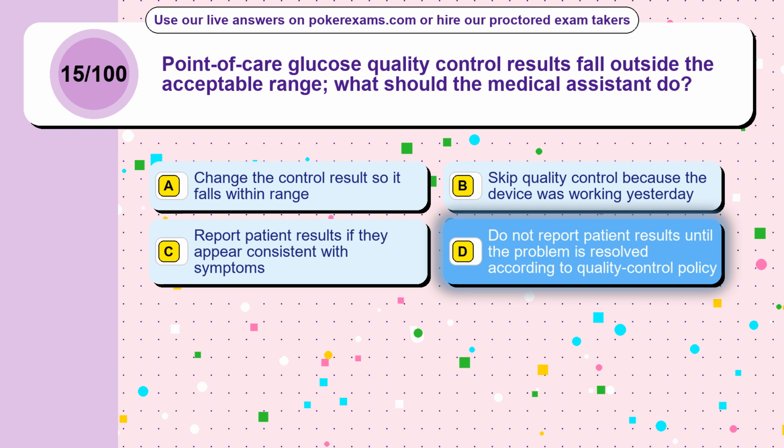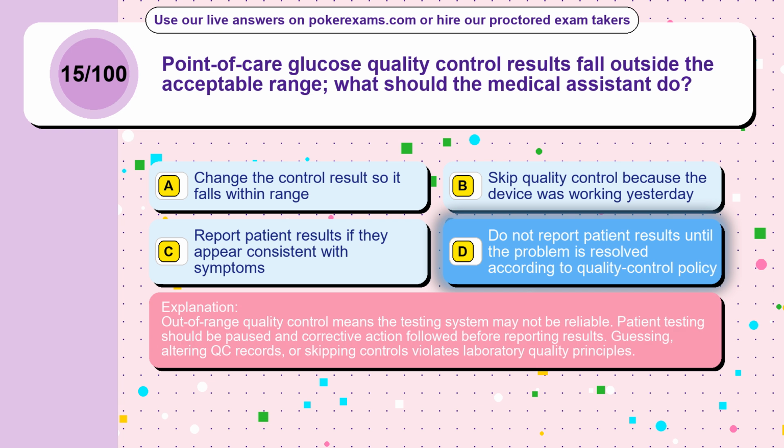The correct answer is option D. Do not report patient results until the problem is resolved according to quality control policy. Out-of-range quality control means the testing system may not be reliable. Patient testing should be paused and corrective action followed before reporting results. Guessing, altering QC records, or skipping controls violates laboratory quality principles.